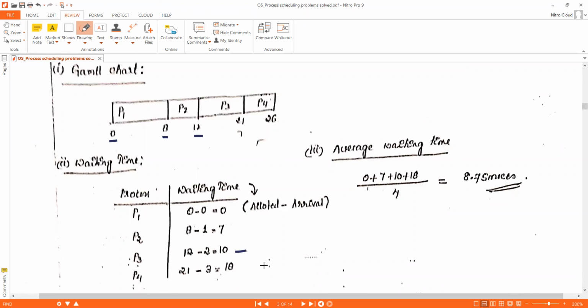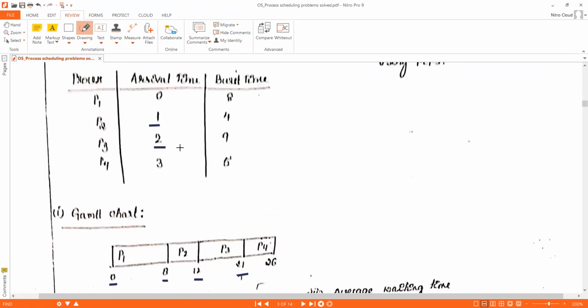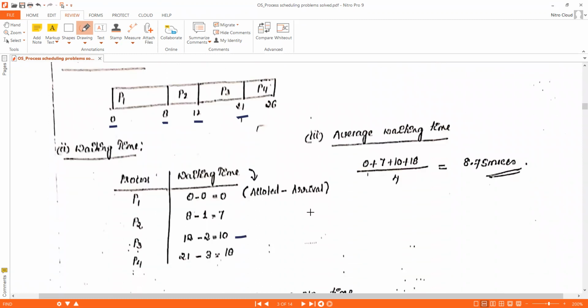Okay, 10 milliseconds. Next, for process 4, allotted time is 21 milliseconds. Okay, and its arrival time is 3 milliseconds. 21 minus 3, that is 18 milliseconds is the waiting time for process 4. Understood how to calculate the waiting time? Waiting time is allotted time minus its arrival time. We will get the waiting time.